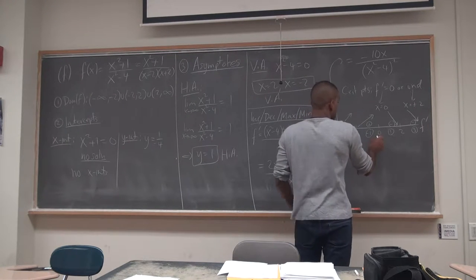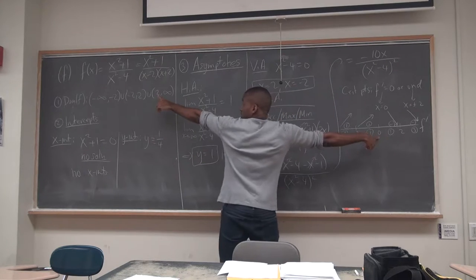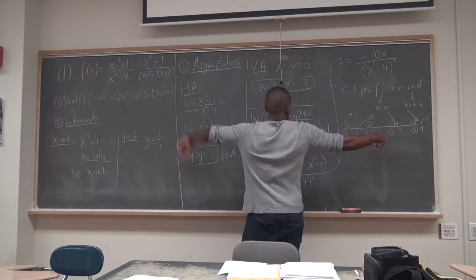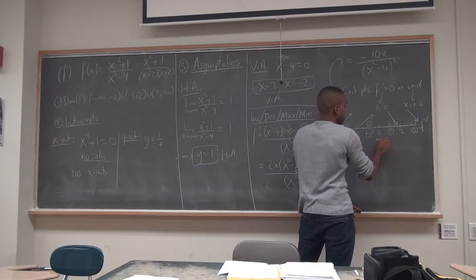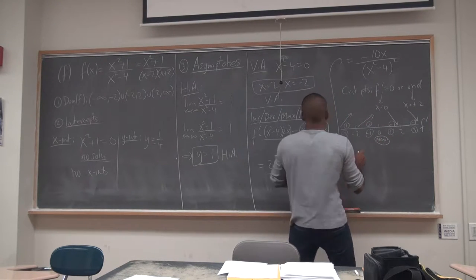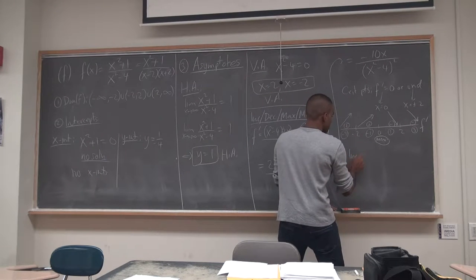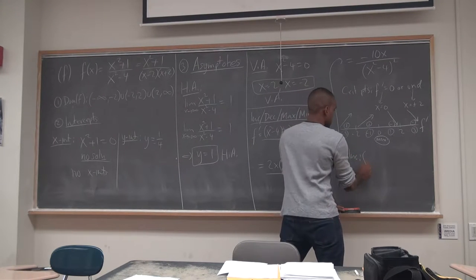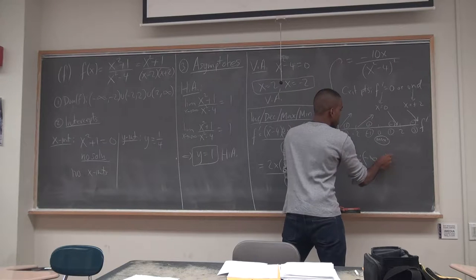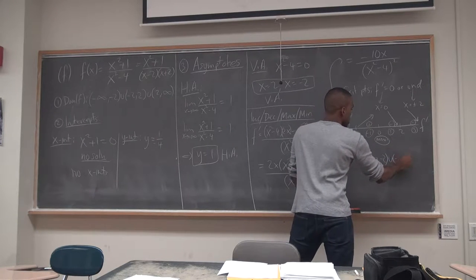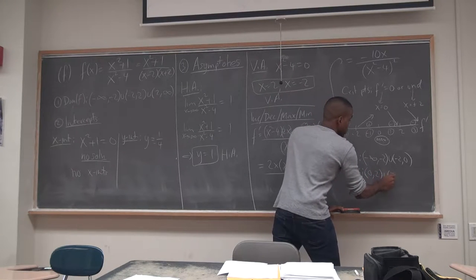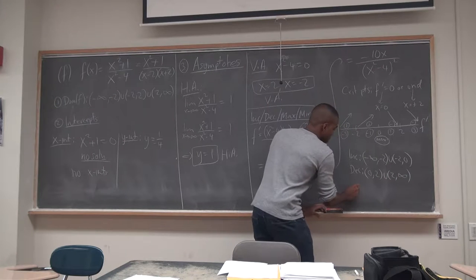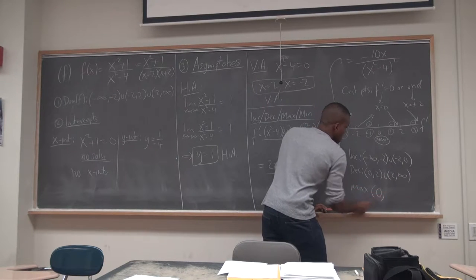It is a maximum, right? Because we are defined at 0. 0 is in our domain, so our function exists there. And we're increasing on the left, decreasing on the right. That makes 0 a maximum. In other words, we're increasing on the intervals minus infinity to minus 2 union minus 2 to 0. We're decreasing on 0 to 2 union 2 to infinity, and we have a maximum at 0 comma.